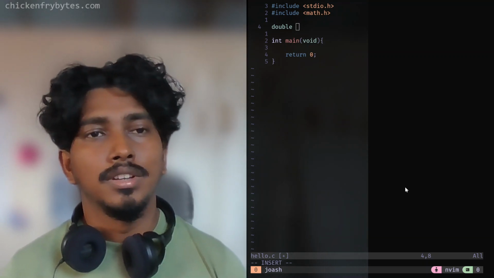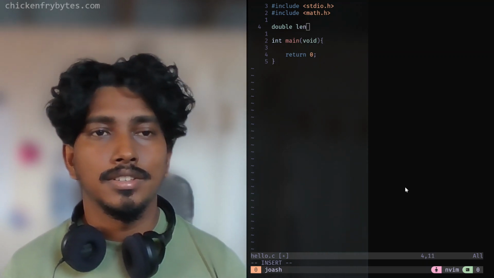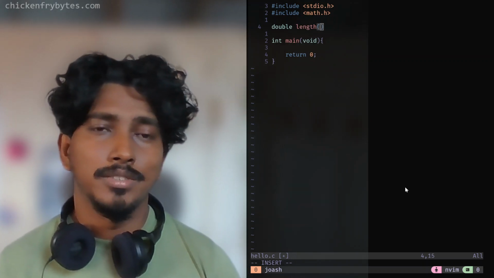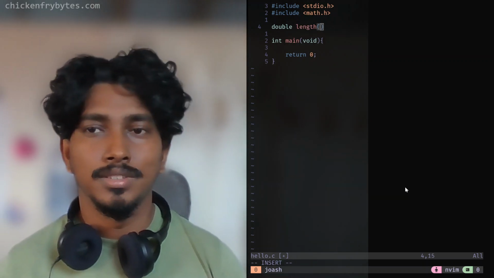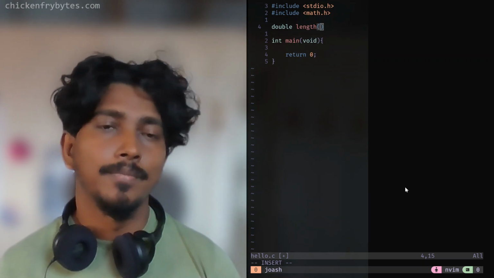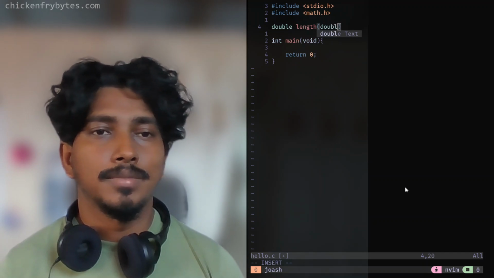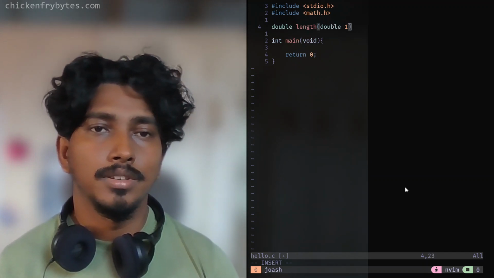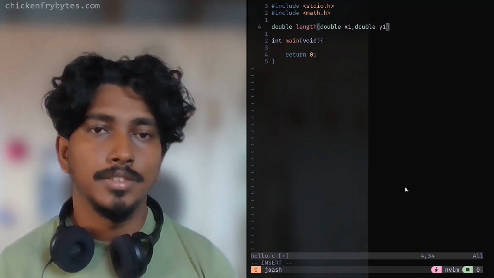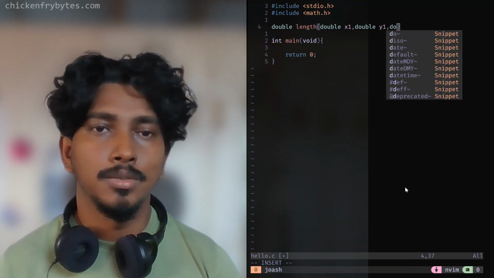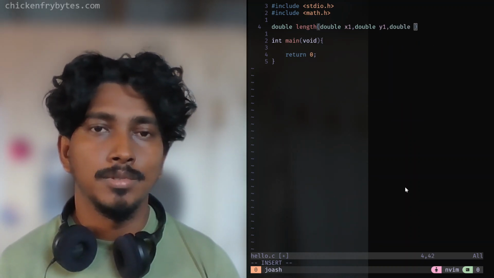We could say double, and let's call the function length. Or we can call it whatever we want, really, of course, once it's within certain guidelines in terms of naming, right? The values that we're going to pass in, we're going to say double. We're going to call it x1, y1. So that will be the coordinates for the first point, and then we'll have an x2 as well as a y2.